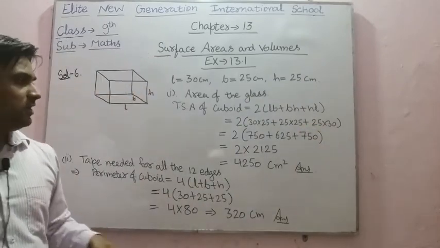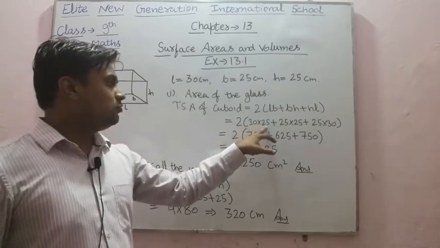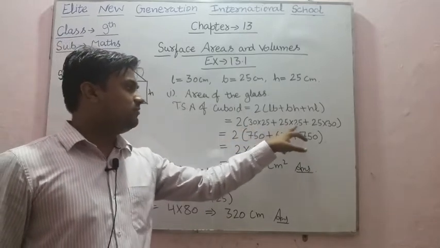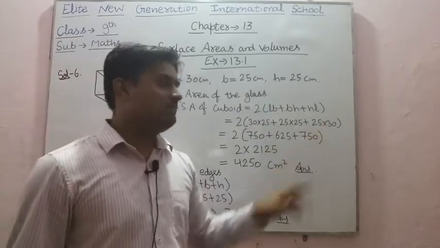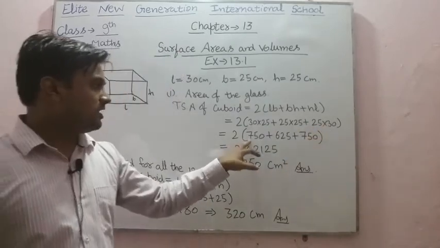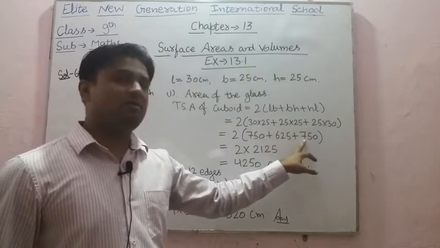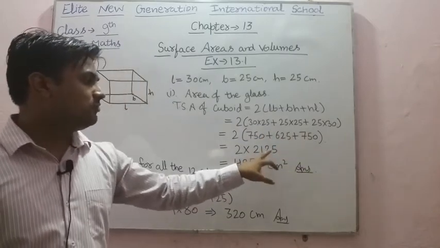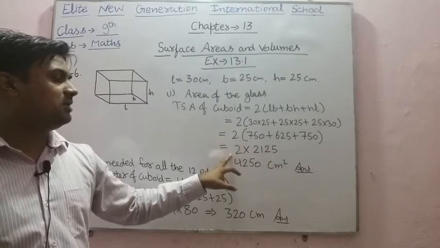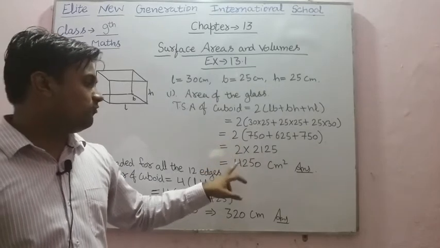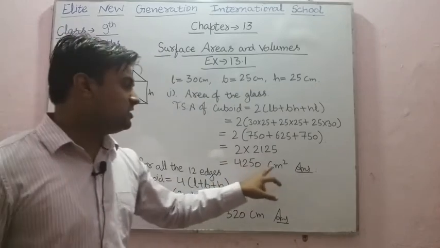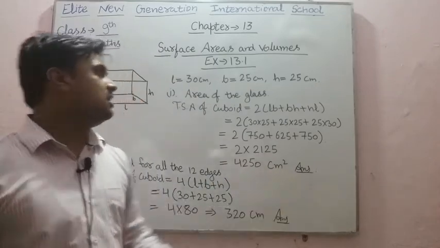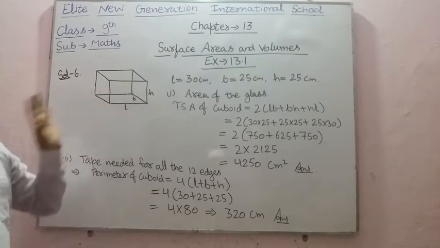By solving it, 30 into 25 will be 750, 25 into 25 will be 625, and 25 into 30 will be 750. So 750 plus 625 plus 750 will be 2125, multiplied by 2, which equals 4250. So 4250 centimeter square will be the area of glass panes.